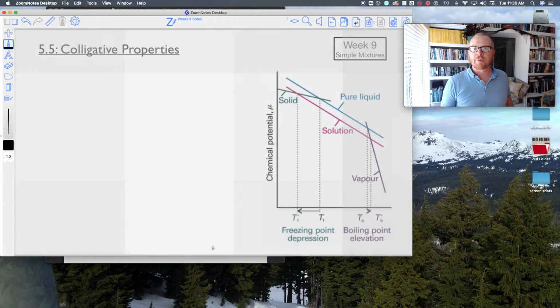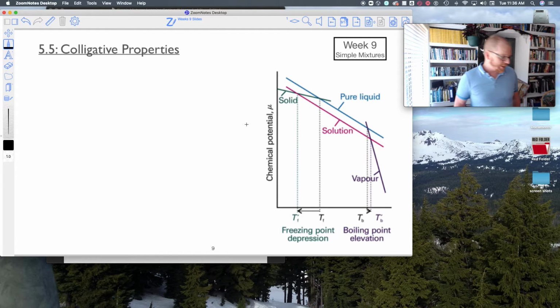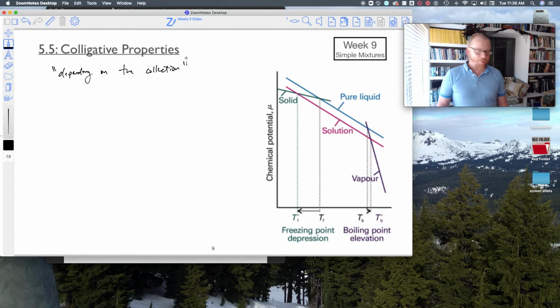So the last little bit that I want to talk about here before ending this video, the colligative properties. So colligative properties means depending on the collection. And the two best examples of these are boiling point elevation and freezing point depression. Okay? And so here's a really good example of that.